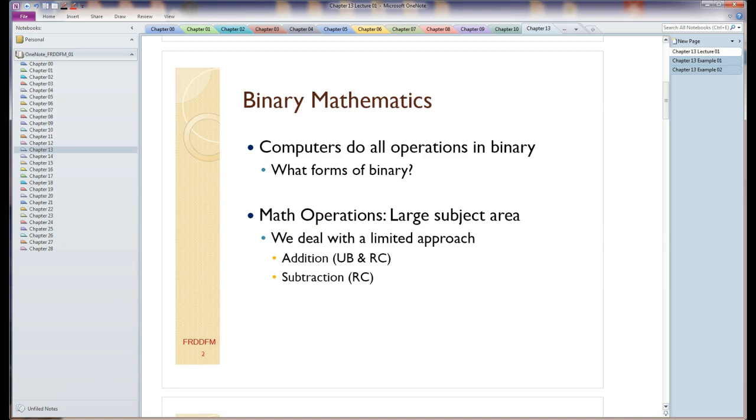Computers are known for doing mathematical operations, and they're also known for the fact that they do everything in binary. Computers do a lot of things. There are a lot of different binary representations of numbers which the computers are going to crunch, and I don't pretend to know all those forms. So this is an introductory course, and we're going to be working primarily with just two of those forms, which is unsigned binary and signed binary in RC format. Now, this is a really limited approach, but it'll give you a solid foundation, and we can go from there.